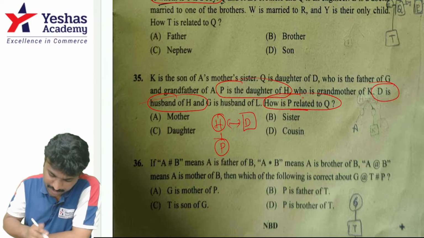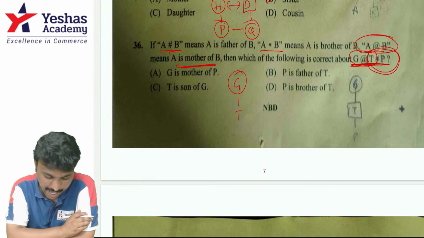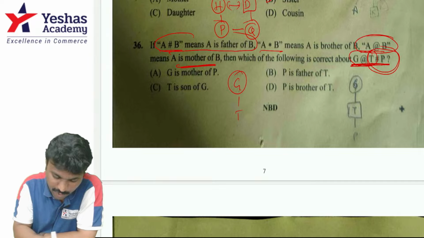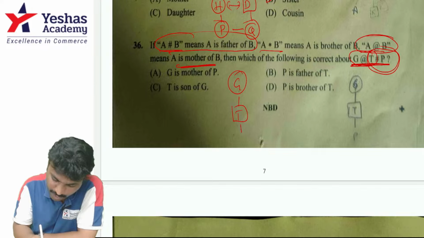G at the rate T means G is mother of T. T hash P: the next pair of people are T and P. Hash is in the first statement, so the first person is father of the second person. T is the father of P.